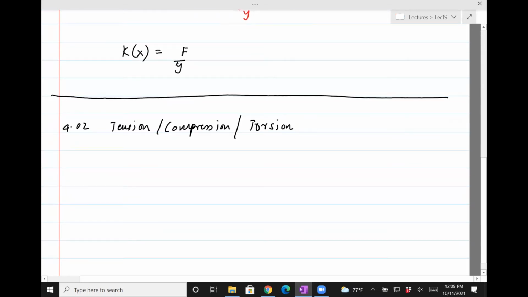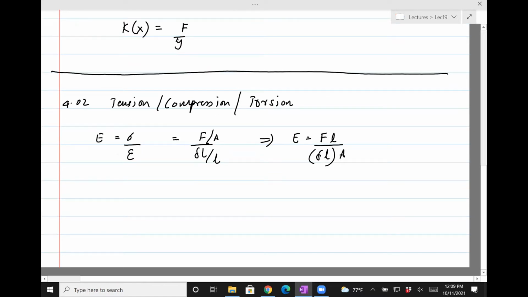So we've seen that Young's modulus is stress divided by strain, but the strain is delta L divided by L. And so we can write F divided by delta L. No, I'm missing something. This should be stress, so force divided by area, right? So E equals F L over delta L times A. And so I can just put it in this form.